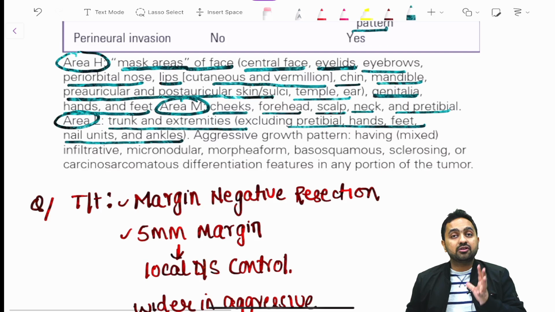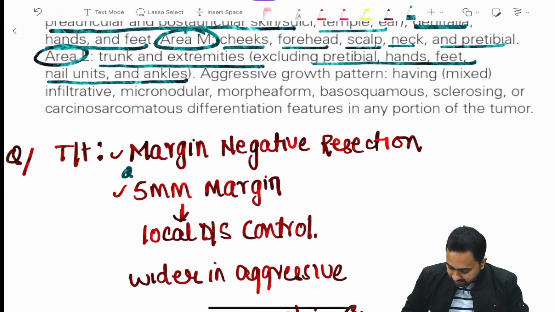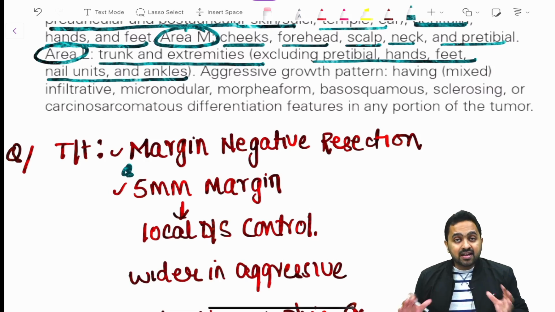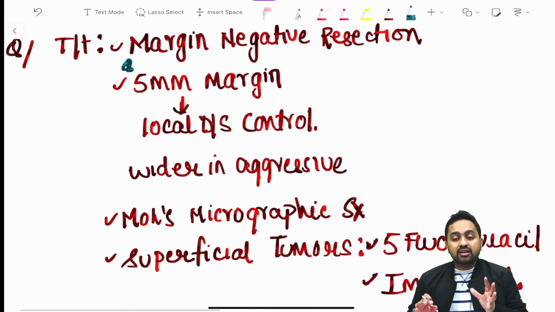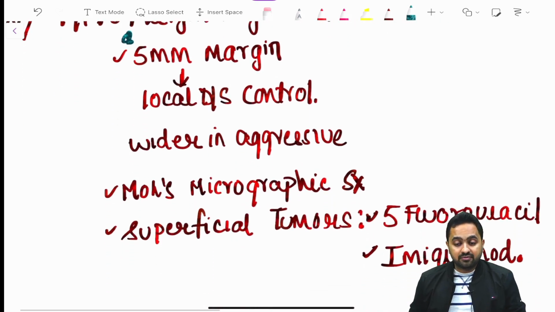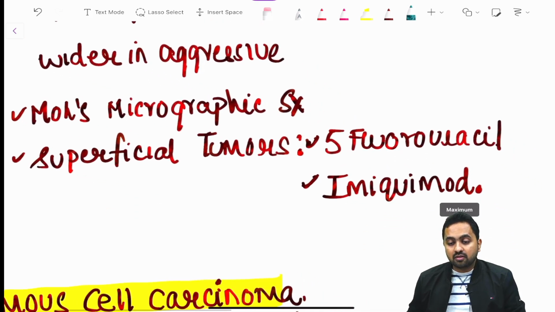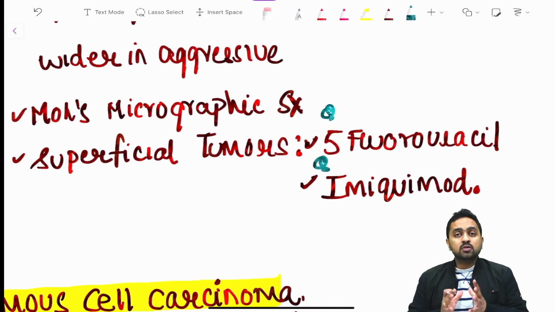Now coming down to the treatment part, margin negative resection is the treatment, and a 5 mm margin is said to be needed for your local disease control, and in your aggressive tumors you might need a wider margin, right. And the treatment modalities include Mohs micrographic surgery, and for your superficial tumors it would also include your 5-fluorouracil and imiquimod. So these were the few important points with respect to your basal cell carcinoma.